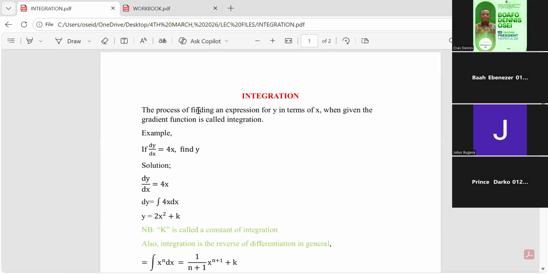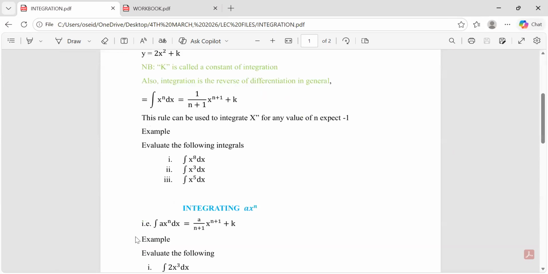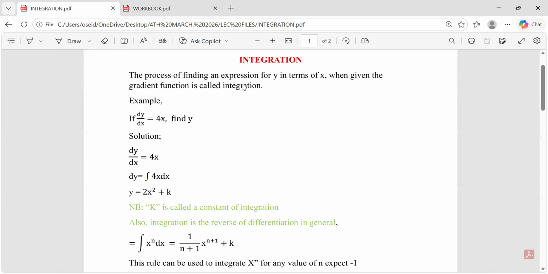So today we'll be talking about integration. When we talk of integration, we say integration is the process of finding the expression for y in terms of x when given the gradient function.